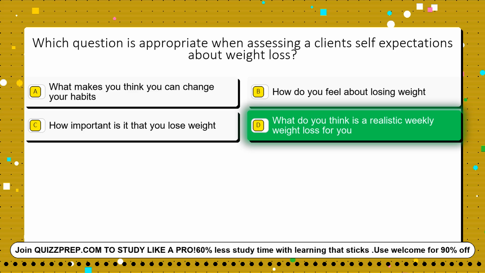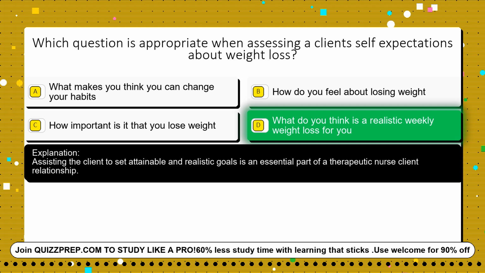The correct answer is option D. What do you think is a realistic weekly weight loss for you? Assisting the client to set attainable and realistic goals is an essential part of a therapeutic nurse-client relationship.